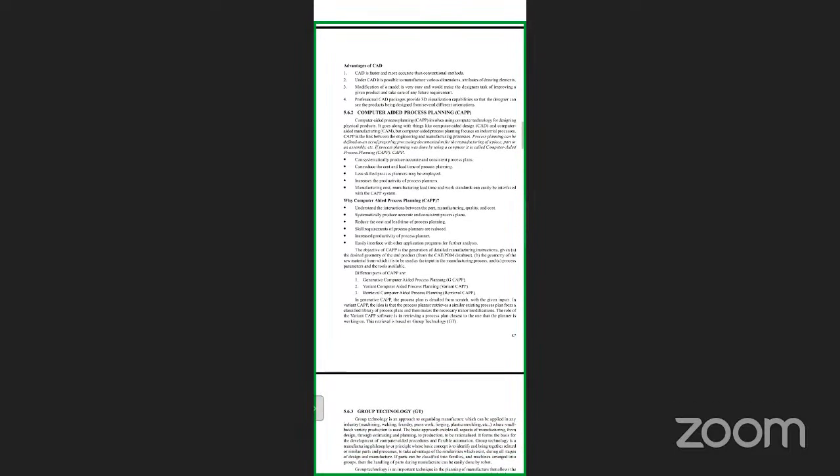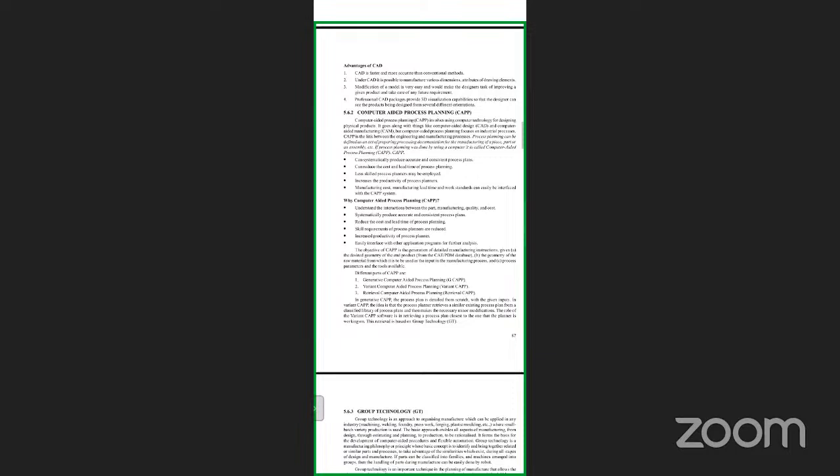Next, we have CAPP, that is computer-aided process planning. Under this, we use computers for designing physical products. And it goes along with things like CAD and CAM, and it is like a link between the engineering and manufacturing process.